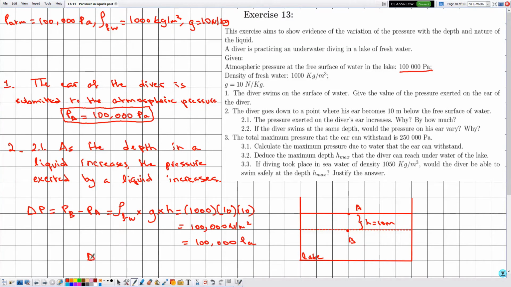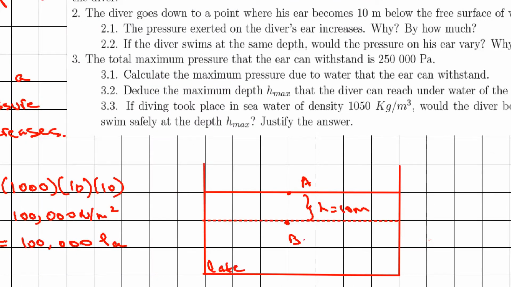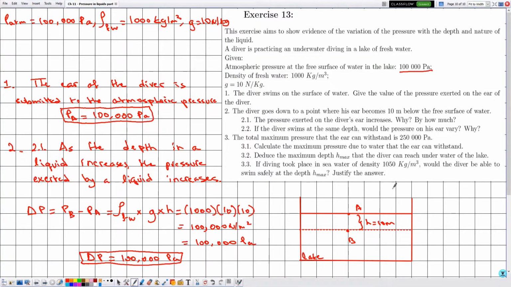Then delta P is given by 100,000 Pascal. So what does delta P represent? Delta P represents the increase in the pressure comparing the points B and A. So the pressure at the point B is greater than the pressure at the point A by 100,000 Pascal, because now the diver is swimming at the point B lower than the point A by 10 meters.